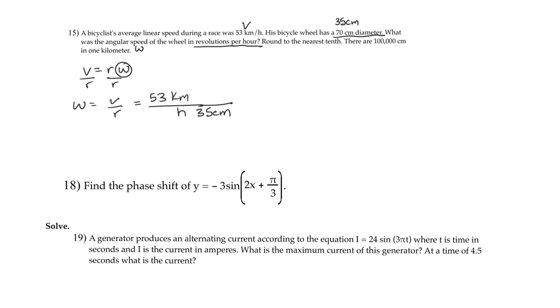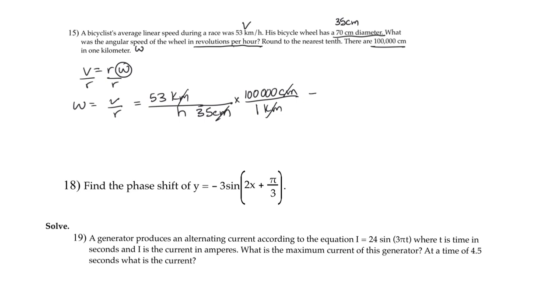Now I have a problem here because I want to cancel those out, but they're not the same unit. But I do know there's 100,000 centimeters in a kilometer. So I can write that 100,000 centimeters, you see why I put that on top, so I could cancel these, is the same as 1 kilometer. And I can cancel those now. Okay, so let's type that in decimals. So I'm getting 53 times 100,000, and I have to divide that by 35.